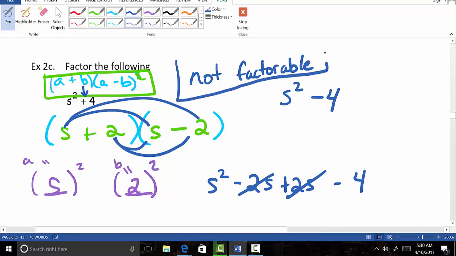And that would really be our solution then for, again, example 2C from our 4.3, 4.4 set of notes.